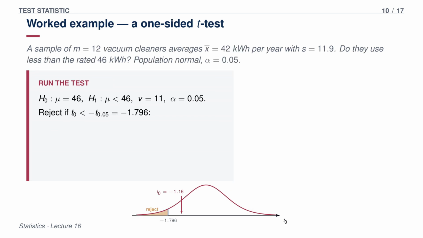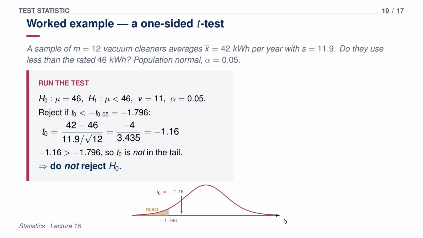A test that fails to reject, which is just as instructive. 12 vacuum cleaners average 42 kilowatt-hours a year, with S of 11.9. Do they use less than the rated 46? Population normal, alpha 0.05. Lower tail t-test, v equals 11. Reject if t-naught drops below minus 1.796.